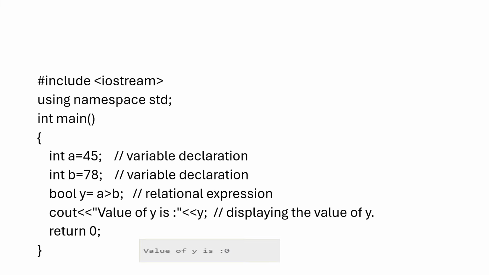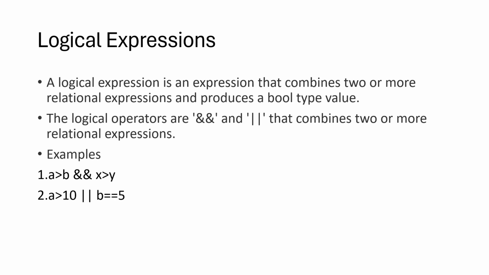Some example, a greater than b. Here is an example program. What we are doing is initializing two variables a and b. After that we are using a relational operator: y equal to a greater than b. The greater than is a relational operator, so this is a relational expression. It displays y is equal to 0. Why? Because a is greater than b, 45 is greater than 78, is a false statement. So it returns the value 0.